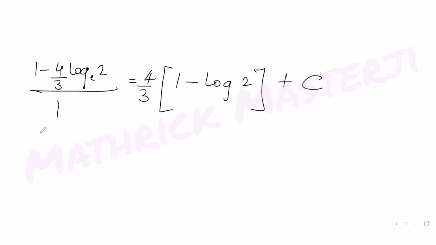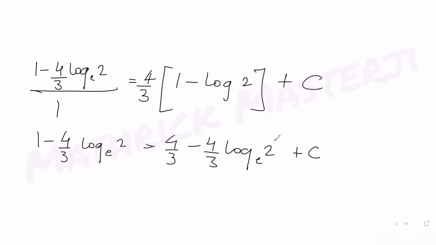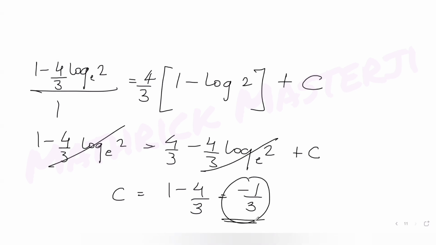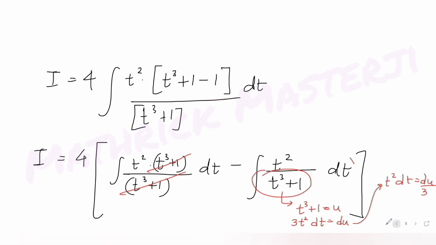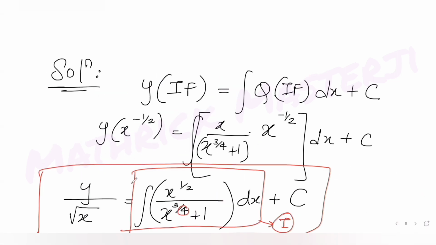So if I see here, I get 1 minus 4 by 3 log 2 to the base e is equal to 4 by 3 minus 4 by 3 log 2 to the base e plus c. So this I can cancel, because it goes on the other side and becomes plus. And from there I get c is 1 minus 4 by 3, which is nothing but 3 minus 4, so minus 1. So I get the constant's value, that is c is equal to minus 1 by 3. Now once I have the value of the constant c, that is minus 1 by 3, I can just find the solution of the differential equation.